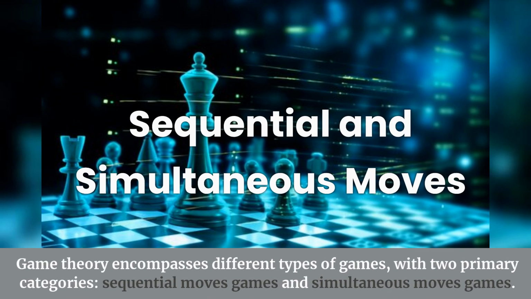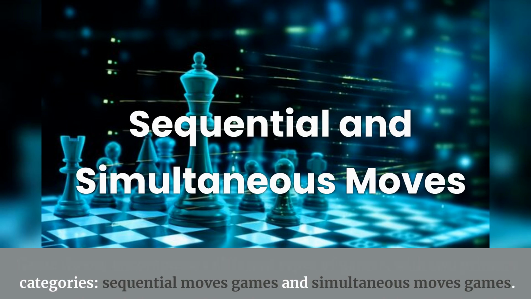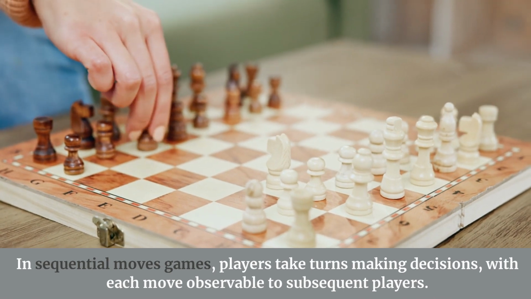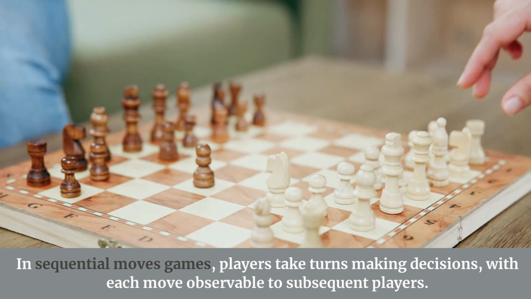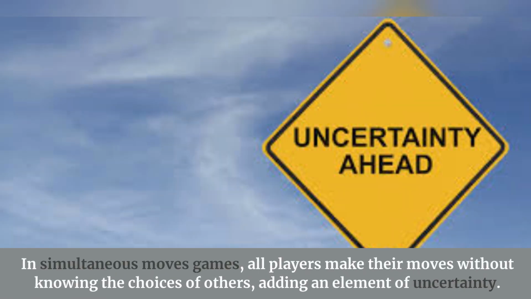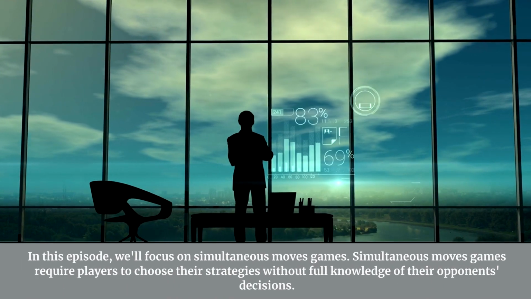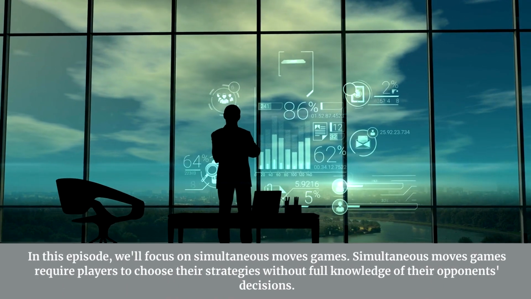Game theory encompasses different types of games, with two primary categories: sequential moves games and simultaneous moves games. In sequential moves games, players take turns making decisions, with each move observable to subsequent players. In simultaneous moves games, all players make their moves without knowing the choices of others, adding an element of uncertainty. In this episode, we'll focus on simultaneous moves games.